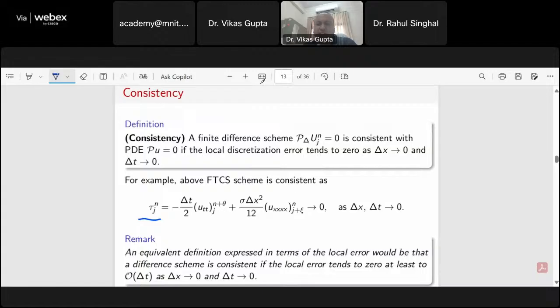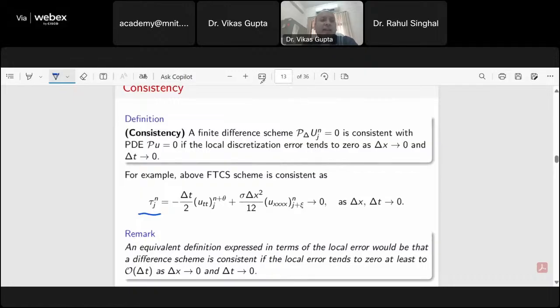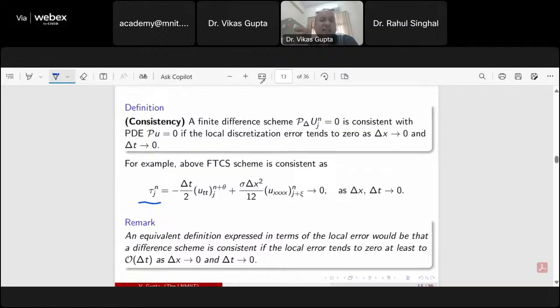So roughly speaking, what is the meaning of consistency? You have a continuous problem which we are defining by PU equal to 0, and corresponding to that we are having a finite difference scheme P delta U jn equal to 0. So we can say that the finite difference scheme is consistent with the given PDE if both are in good agreement. That is, if delta x and delta t approach 0, then roughly speaking both approach the same operator. Am I right?